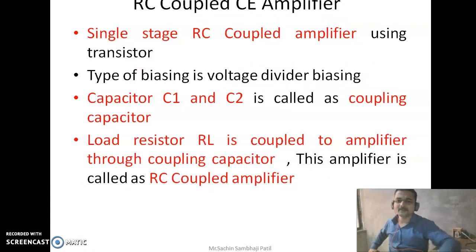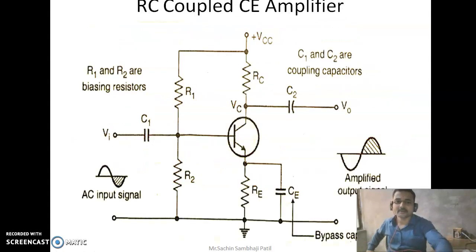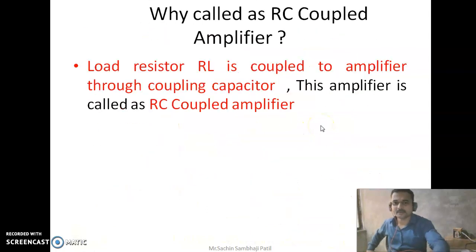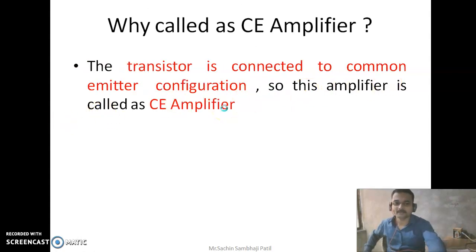Why is it called RC coupled? Because load resistor RL is coupled to the amplifier through a coupling capacitor. We can see in this diagram that the load resistor RL can be connected here, and there is an RC combination happening, that's why it's called RC coupled. Coupled means connected to the amplifier through the coupling capacitor. This amplifier is called an RC coupled amplifier.